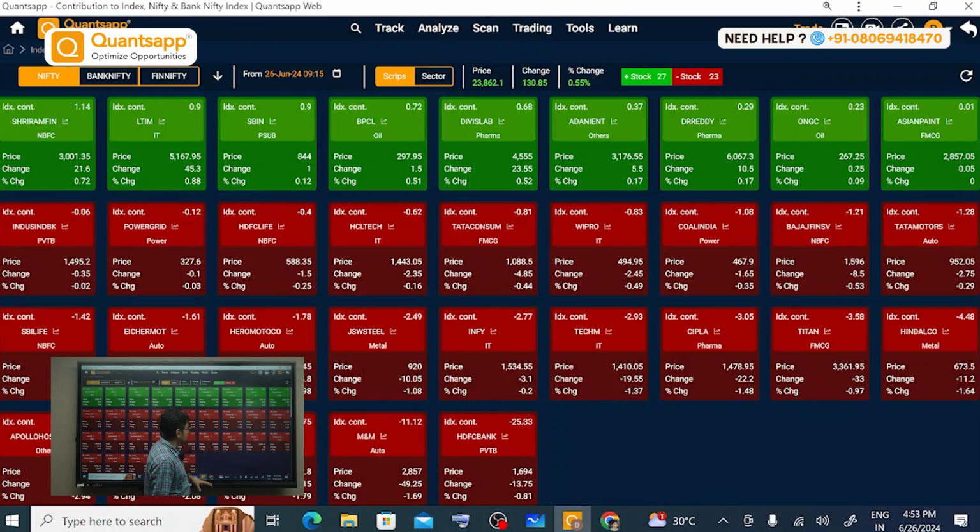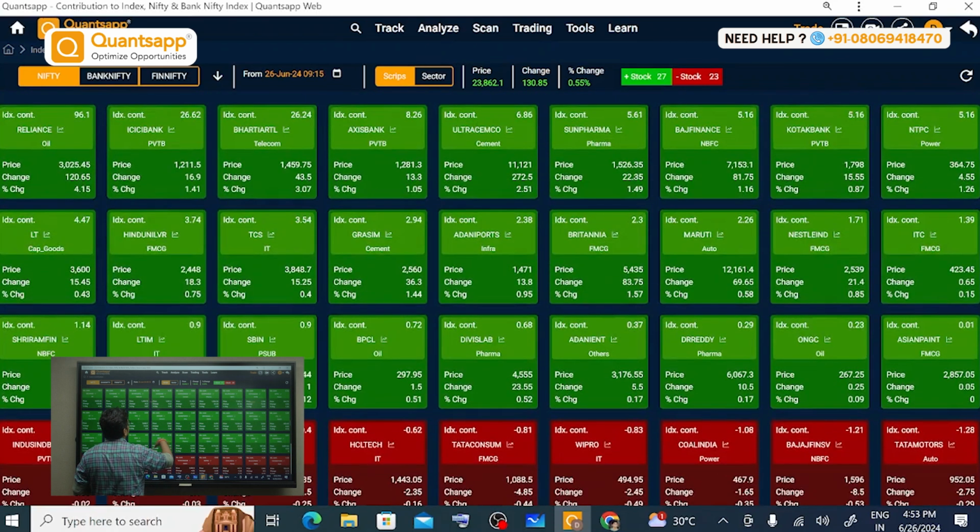Some of the stocks have given like 2% negative, you can say 1 to 2%, but most of the stocks are between 0 to 1% on the negative side. All right, now let's go and select the positive side.